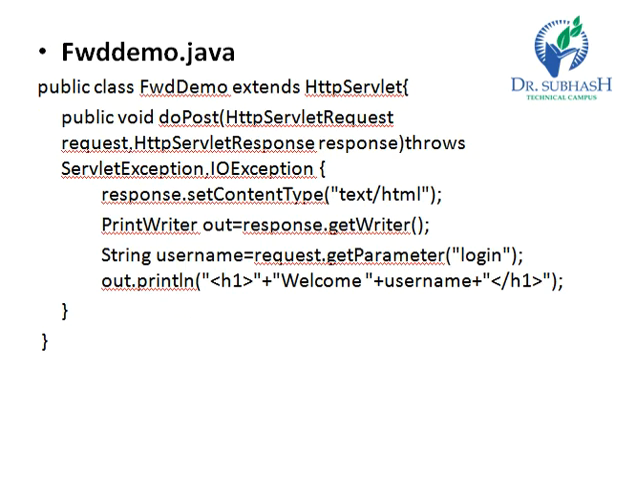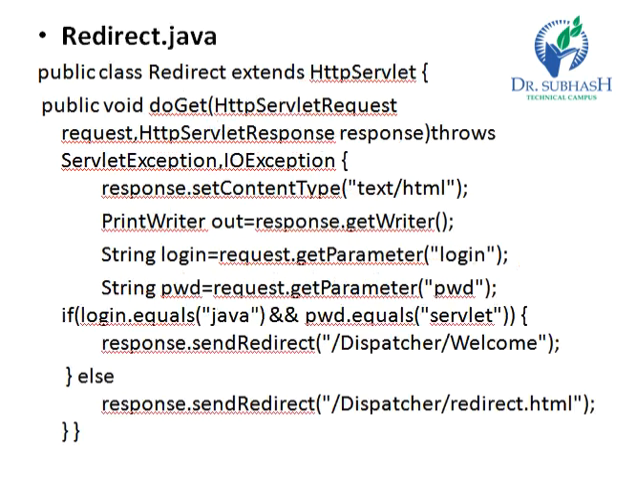Here is the forward demo.java class. In this class we just print that particular user's login name or username using the login parameter and print it out as "Welcome, username", which is entered by the user in the form. Then after we just create the redirect.java file. Here we use the sendRedirect method.